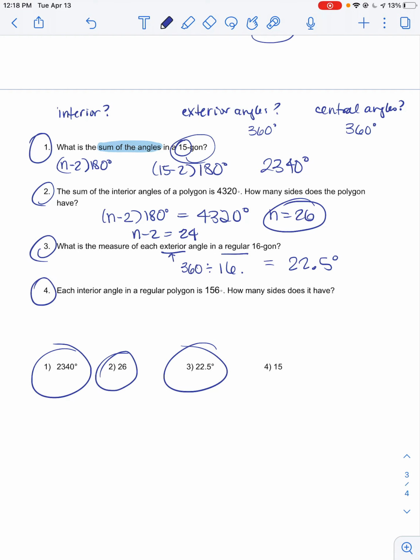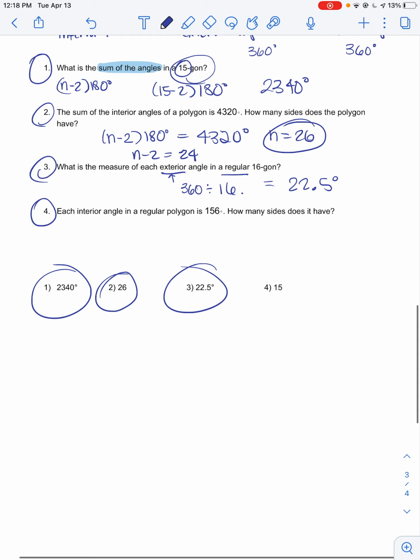Question 4 kind of is like the height, the top tier question. It says that each interior angle in a regular polygon is 156 degrees. How many sides does it have? Well, first of all, it's regular again, so that's good news. I can do that division trick that I used earlier, but I don't know how many sides this has, so I don't know what to divide it by. Let's look at 2 different ways to approach this problem.